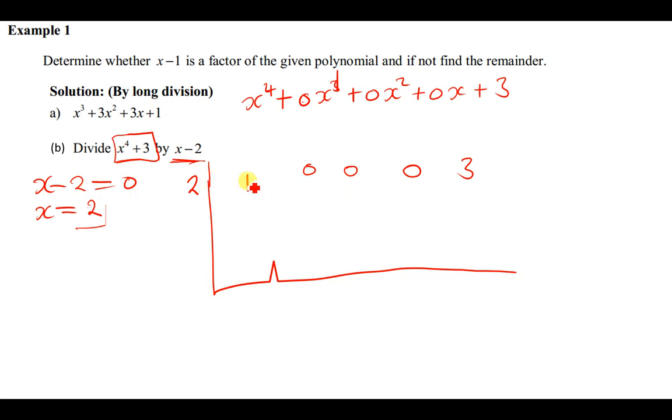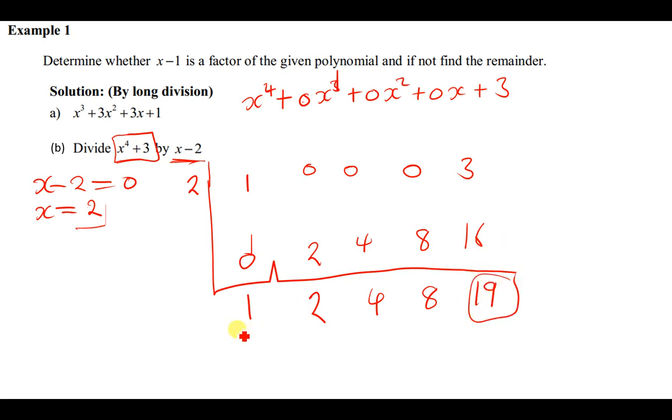So the first thing, we add 1 plus 0 here. The answer is 1. Then 2 times 1, the answer is 2. 0 plus 2, the answer is 2. 2 times 2, the answer is 4. 0 plus 4, the answer is 4. 2 times 4, the answer is 8. 0 plus 8, the answer is 8. 2 times 8, the answer is 16. And then we have 3 plus 16, the answer is 19. So the remainder in this case is 19.